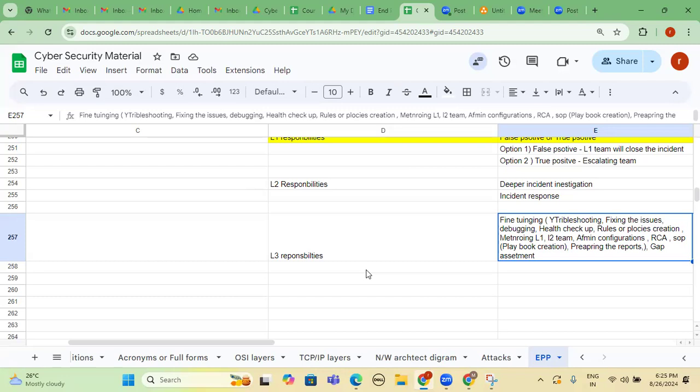Subject matter expert is dedicated to the technical oriented person. So he's more than L3, or we can say L3 as well. Yeah. Any other?